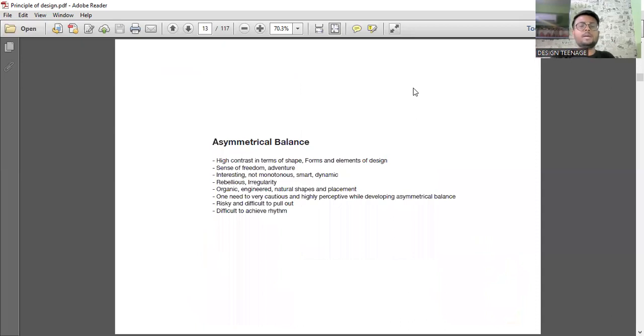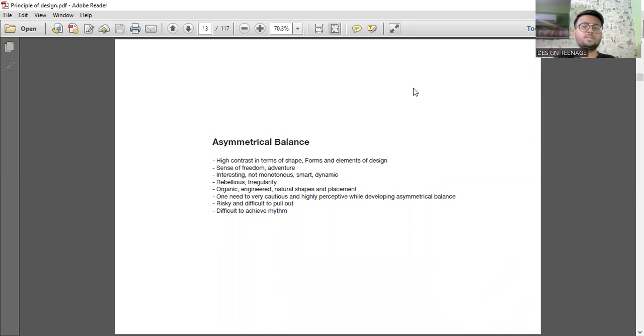So what is asymmetrical balance? We'll go through the terminologies used over here. High contrast in terms of shape, form, and elements of design. Sense of freedom, adventure, interesting, non-monotonous, smart, dynamic. Rebellious, irregularity, organic, engineered, natural shapes and placement. One needs to be very cautious and highly perceptive while developing asymmetrical balance. Risky and difficult to pull out, difficult to achieve rhythm. So these are the things we need to keep in mind.